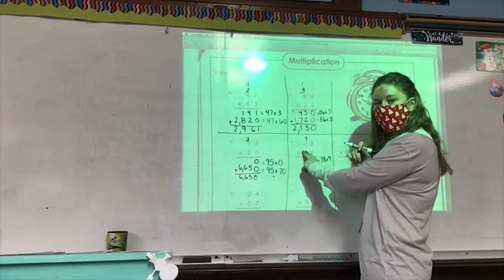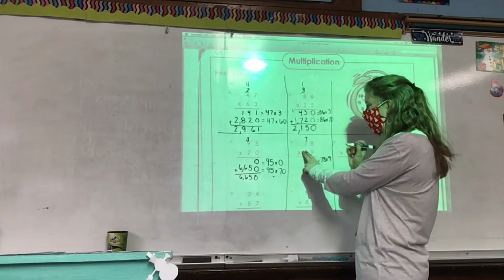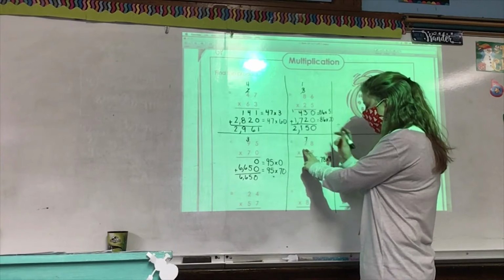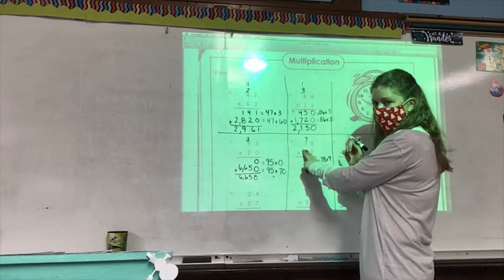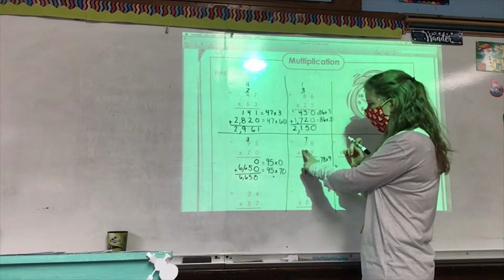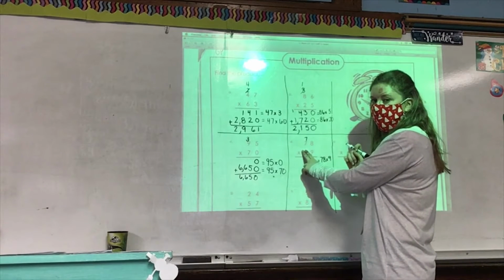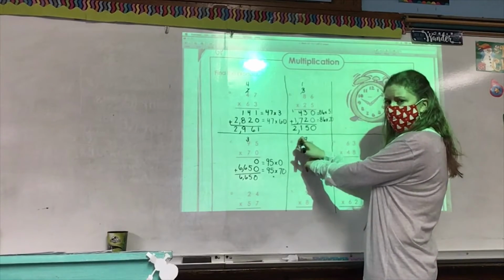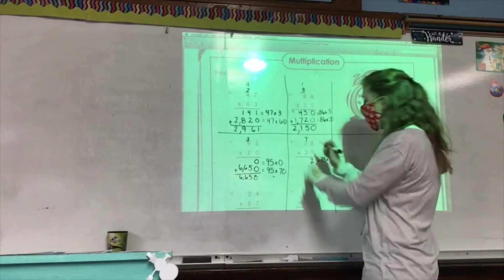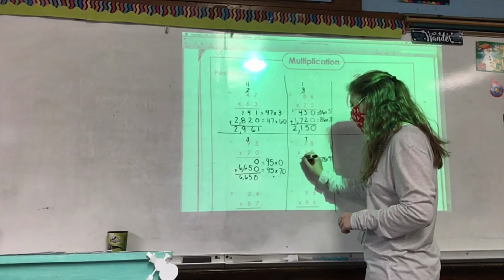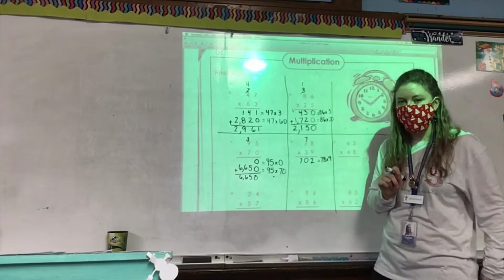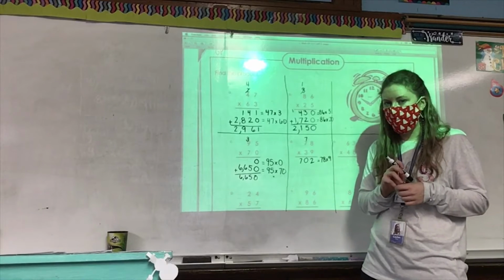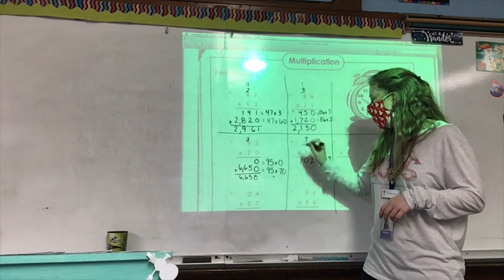9 times 7, which equals? 63. Am I done? Do I put 63 in my partial product? No, because I need to do what? Add the regrouped number. So Smith, 9 times 7 is what? 63. Plus 7 is? 70. Very good. Do I have another place to regroup that 7? No. So I'm just going to go ahead and write both of those digits in my product. Now, what do I need to do before I move on to multiplying the tens? Cross out my regrouped number.